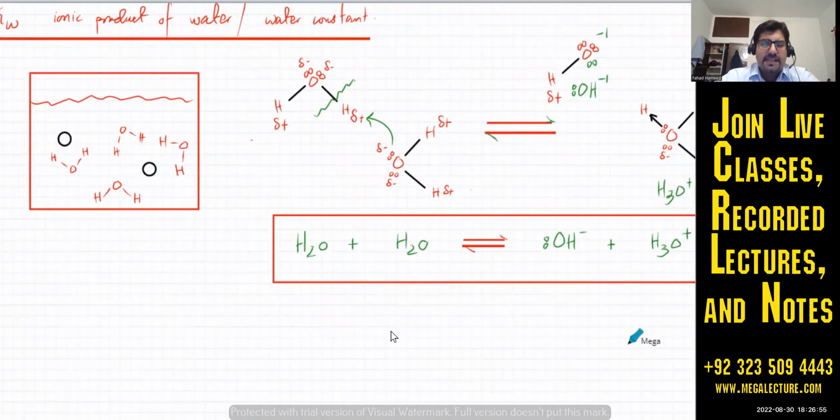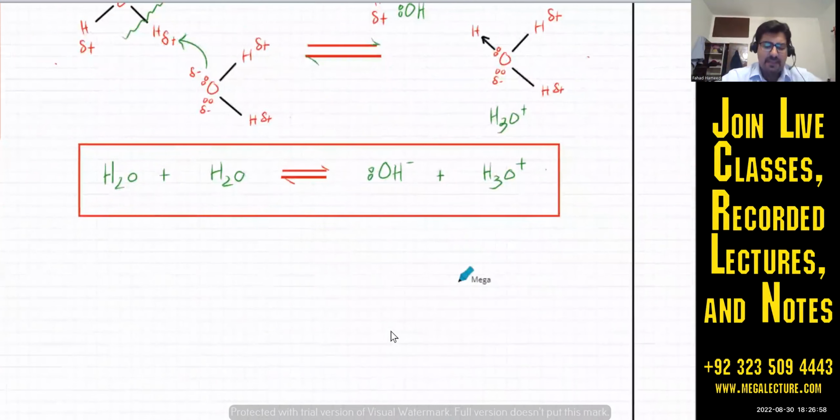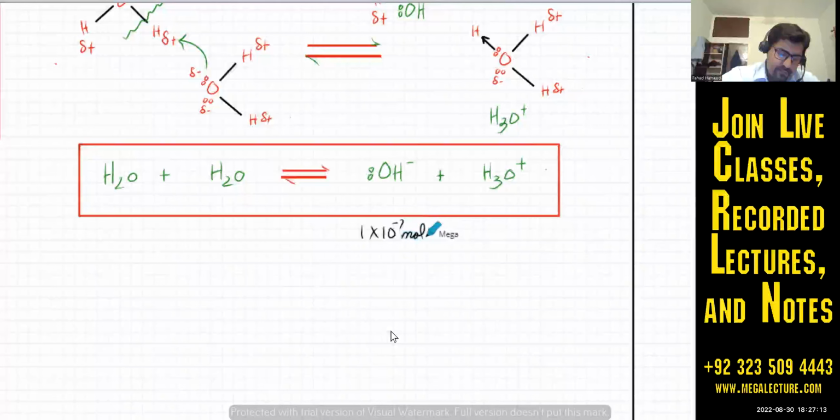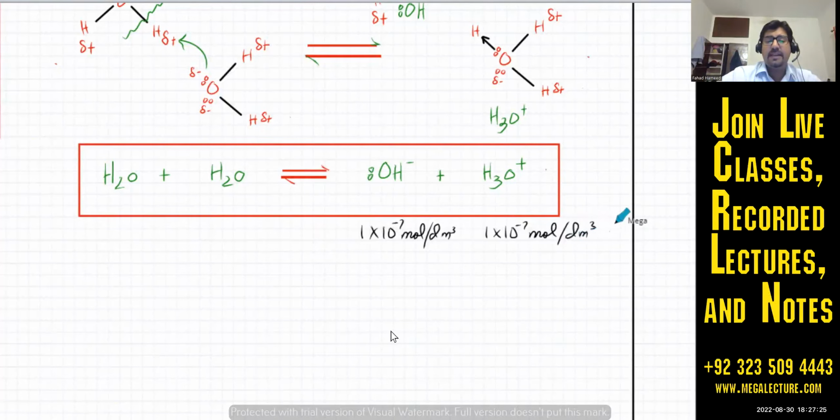But this ionization doesn't happen a lot. The amount of ions at equilibrium is very few, very low. The concentration of OH minus ions is 1 times 10 to the power minus 7 mole per dm cube. And the concentration of H3O plus would be exactly the same because it's 1:1. So 1 times 10 to the power minus 7 mole per dm cube is a very, very tiny concentration.